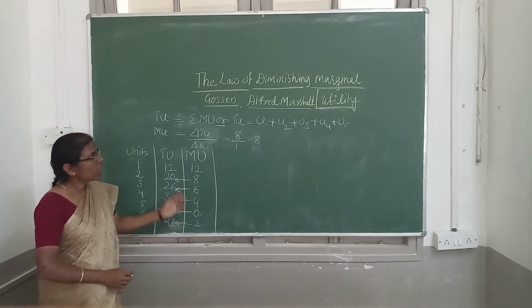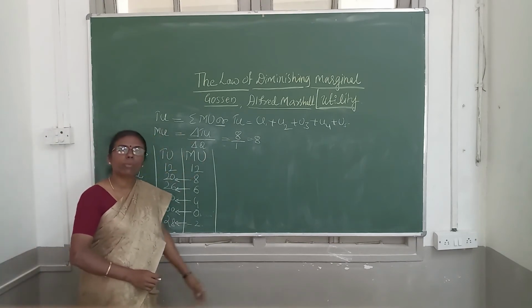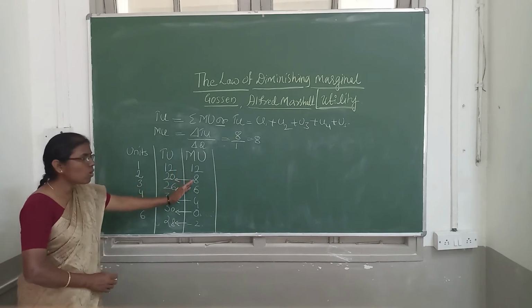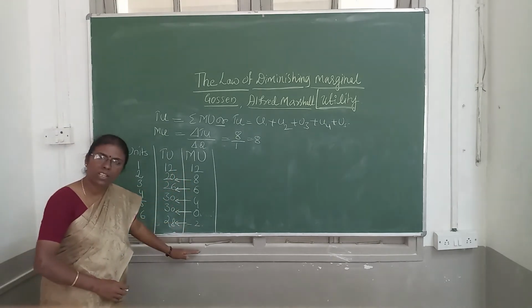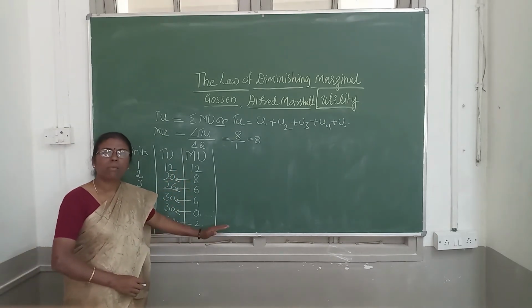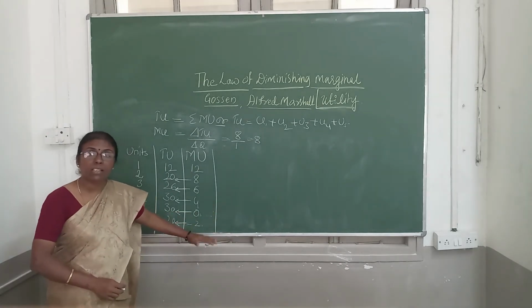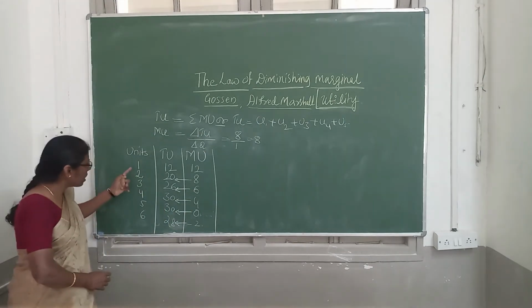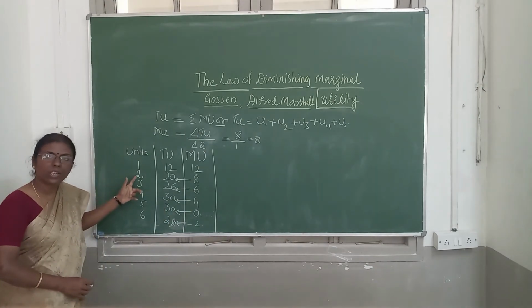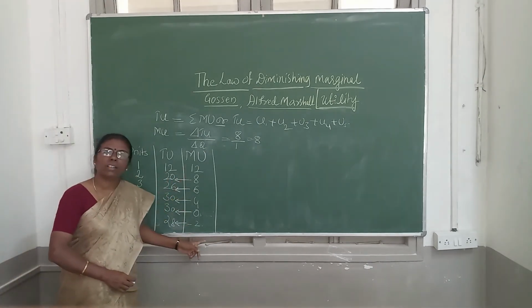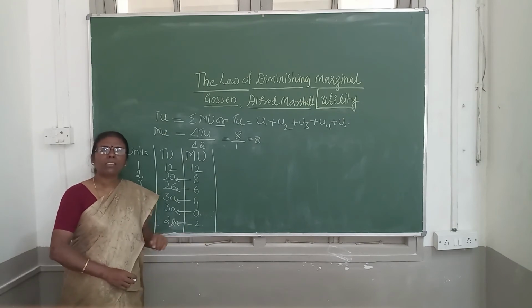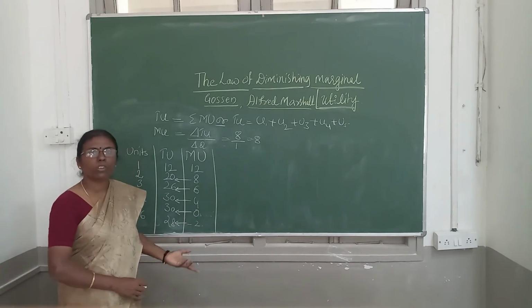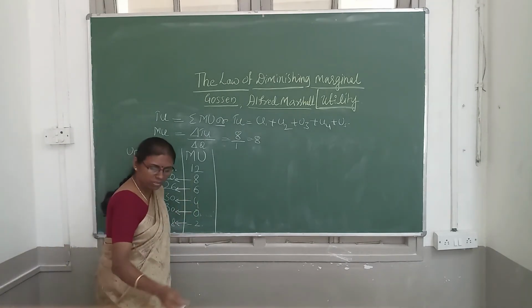So in this way, according to the law of diminishing marginal utility, as we consume more of the same commodity, definitely the marginal utility, which means the additional utility we get from the consumption of an additional unit, goes on declining. And this law is also explained with the help of a diagram. See here.